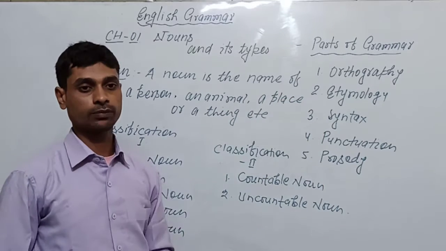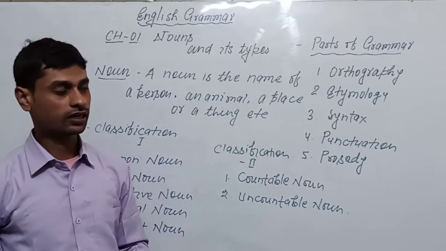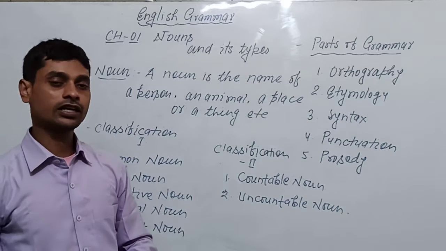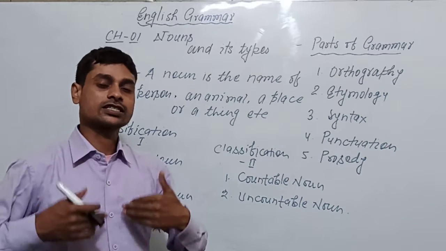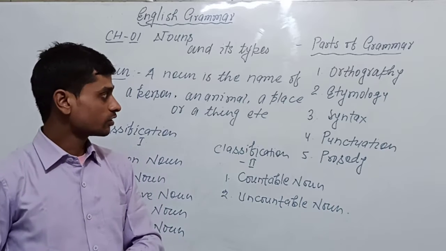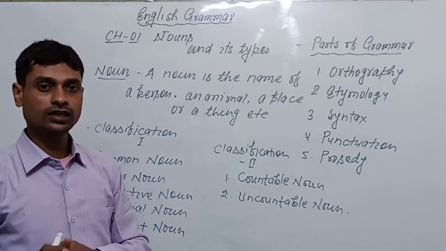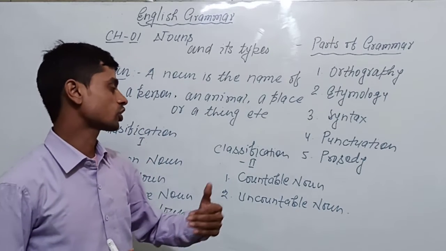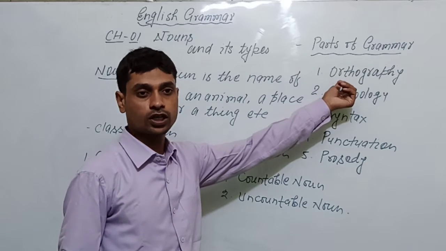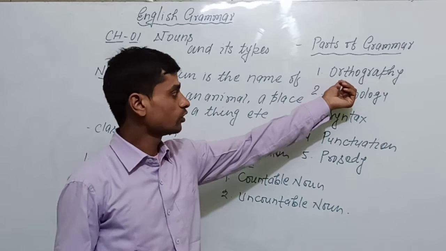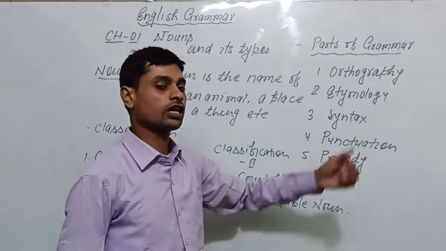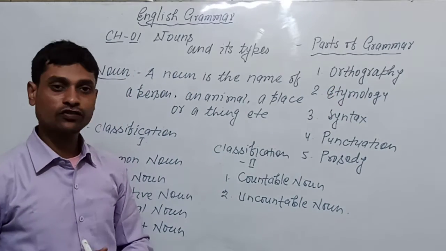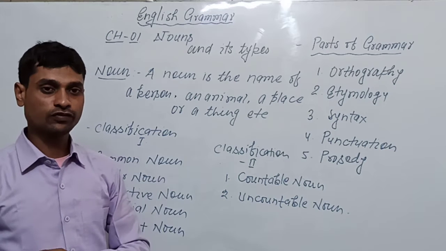First is orthography. Orthography means वर्ण विचार, in which we study the alphabet. We all know that students who start learning English from the beginning start with orthography. What do they learn? Orthography means वर्ण विचार, and in orthography we will study the alphabet. Already you know the alphabets.